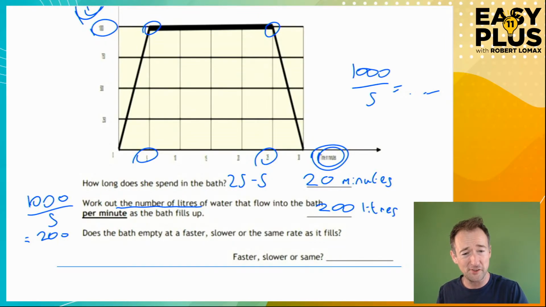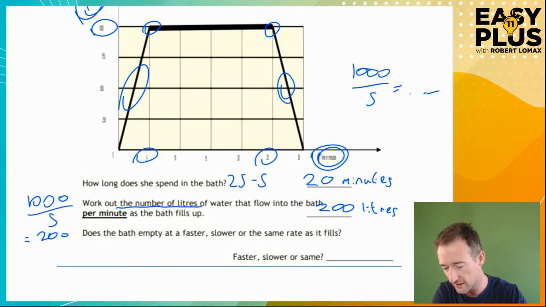You can answer this question, as mathematicians say, by inspection, which is a very fancy way of saying by just looking at the thing. And by just looking at the thing, we can see that this line and this line have the same steepness. They each go up to 1,000 across one section of the graph. It's clearly the same rate, just in reverse. So the answer is the same, or they clearly tell you what to write, same. And that's it.